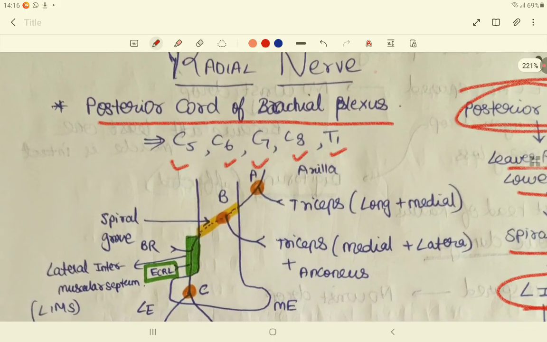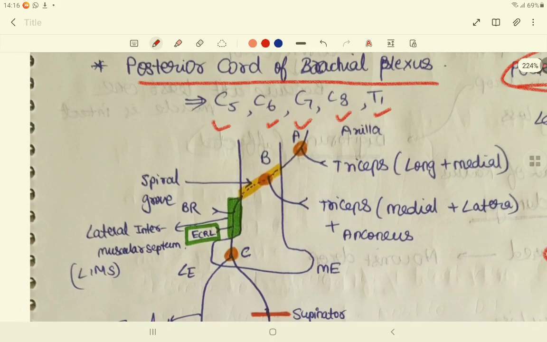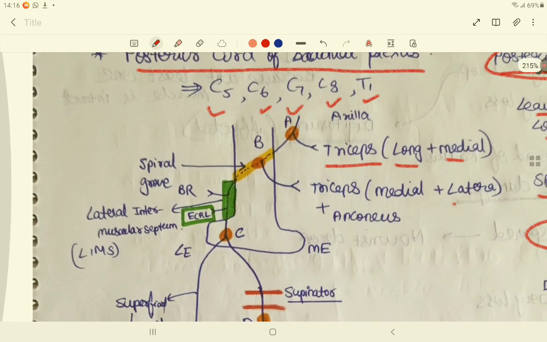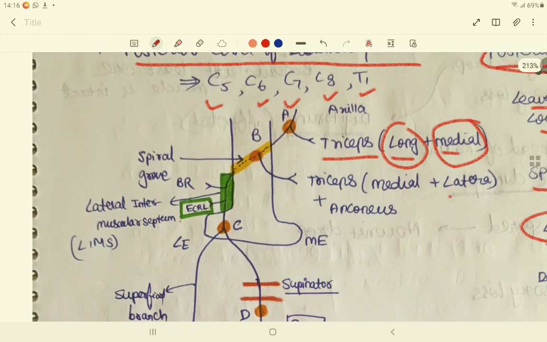Starting from the course, it basically starts from the brachial plexus, that is the posterior cord, and then it supplies a muscle called triceps. Triceps has three heads, right? The long head, the medial head and the lateral head. It basically supplies the long head and the medial head. Now don't get confused about the alphabets I have used here, that is A, B, C and D. You will get to know about them later in the course of the video. So first it supplies the triceps, that is the long head and the medial head of the triceps.